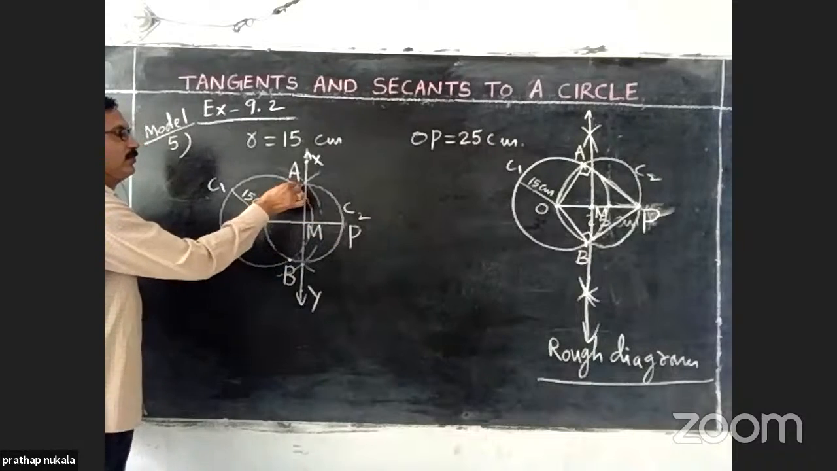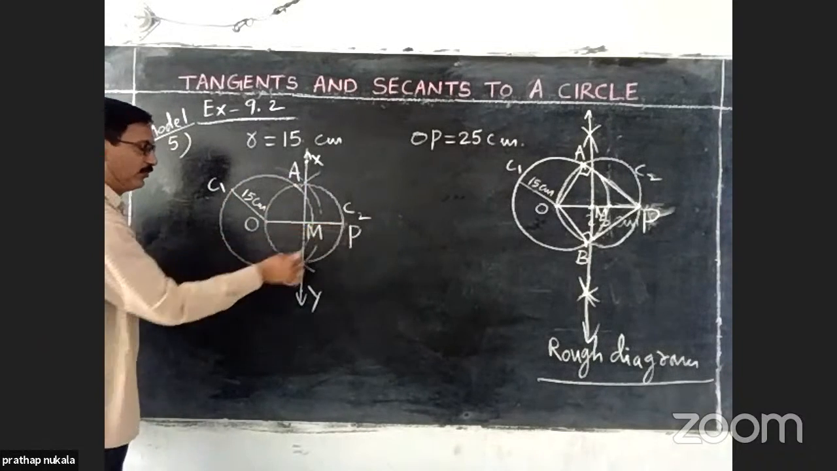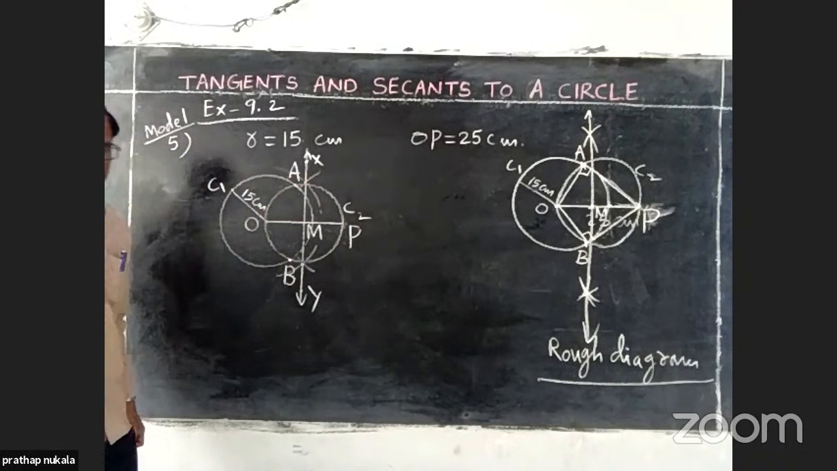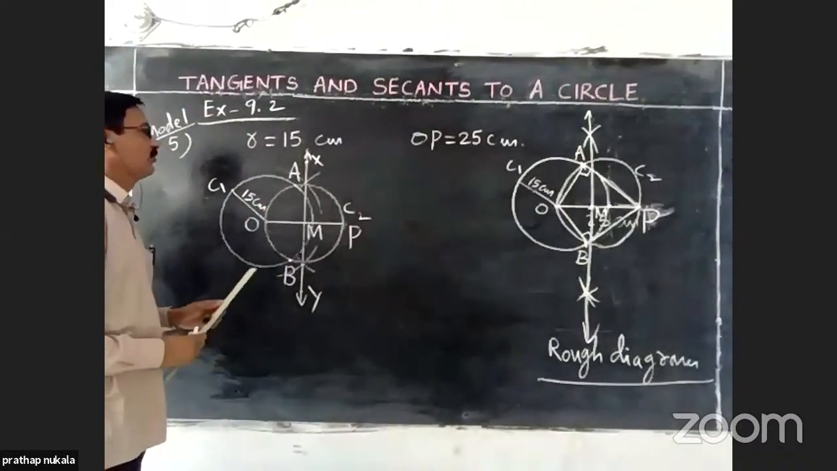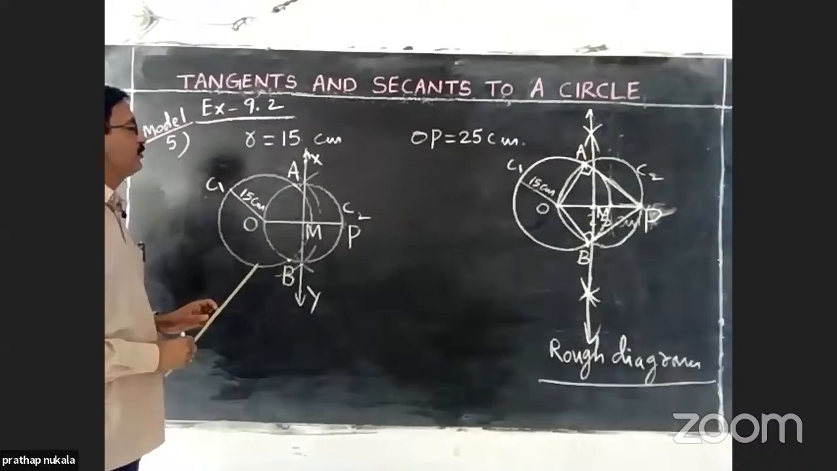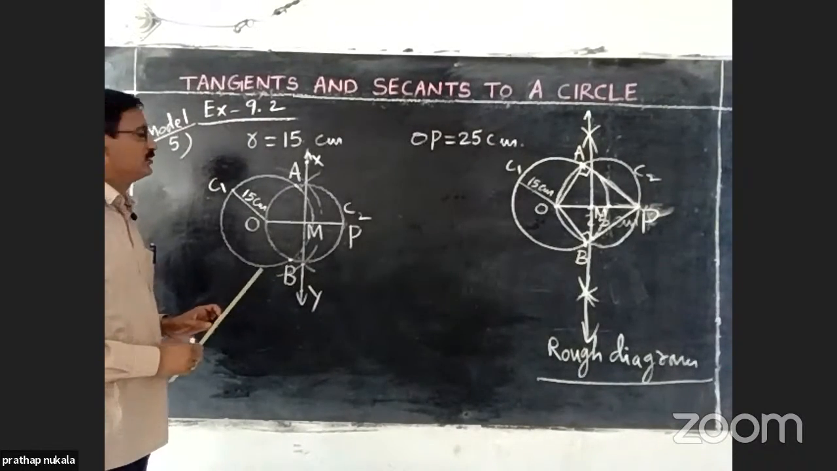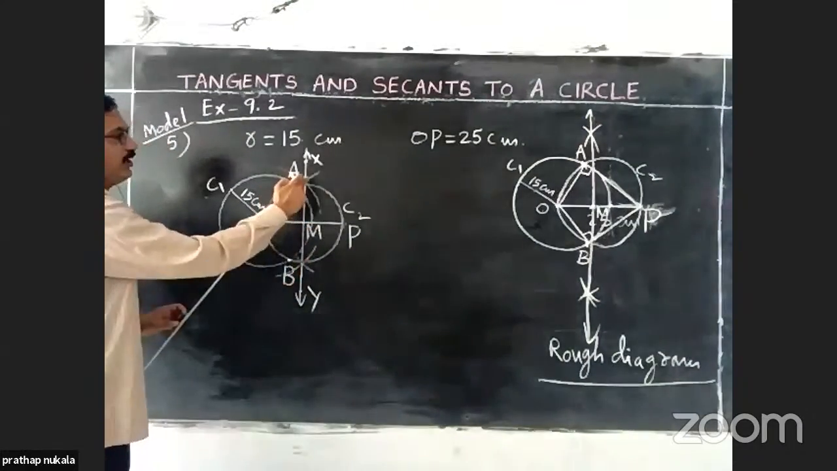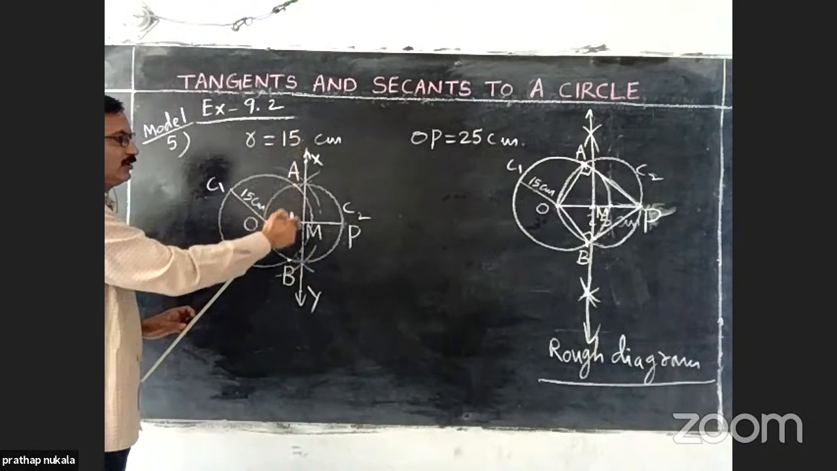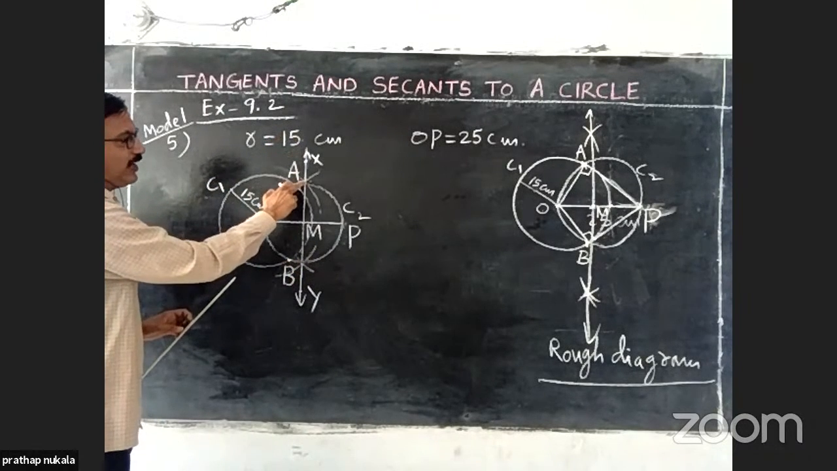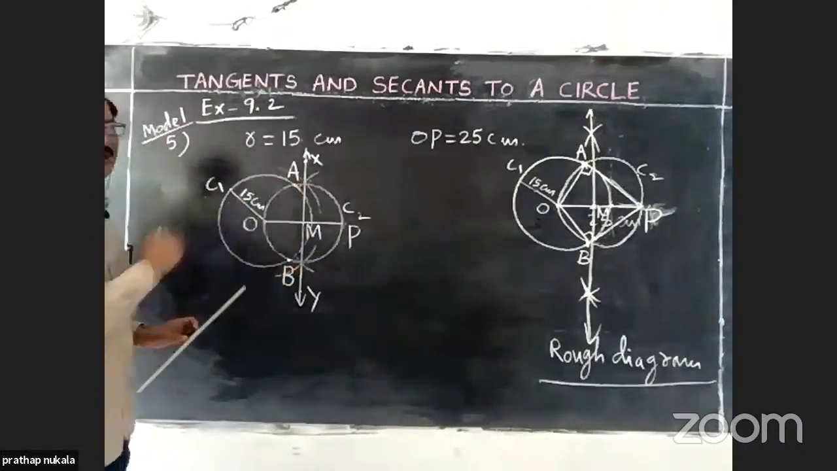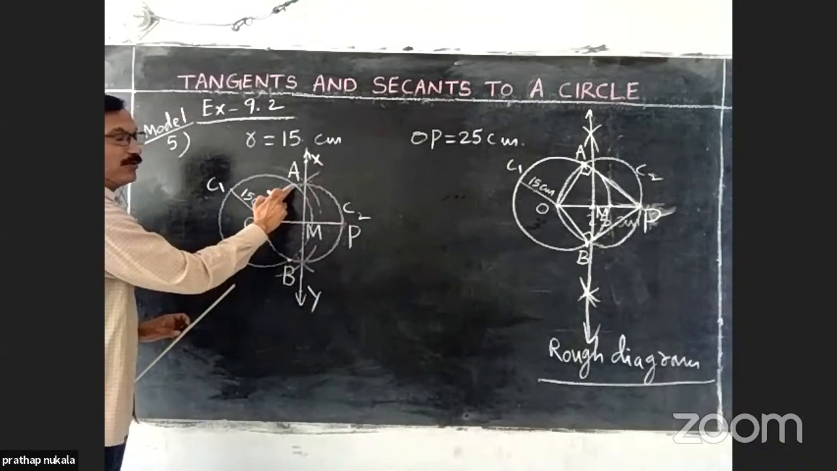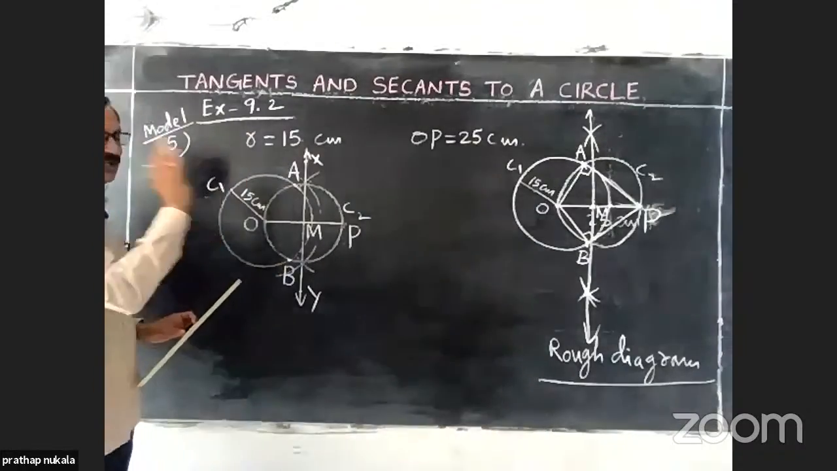Next, join P and A. Also join P and B, which are the required pair of tangents from P to the given circle. Few students are making mistakes, joining P and these other points. Already you have drawn arcs for the perpendicular bisector. Don't join these points to P. Those are not tangents, they are not touching the circle. That's why I'm saying join P and A only, and P and B. That's all. Those are the required tangents.